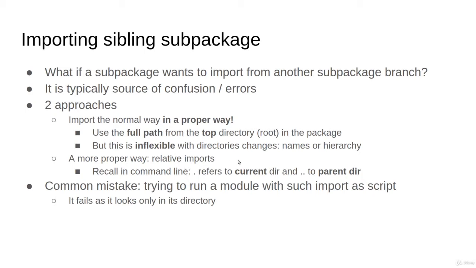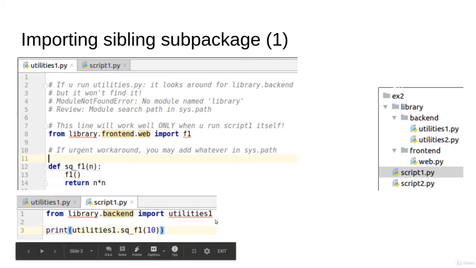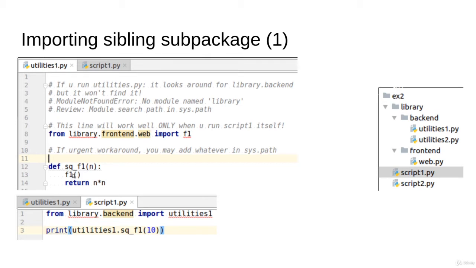It depends on two things. You either use the dot to refer to the current directory or the double dot to refer to the parent directory. Let's see examples to understand more. Here is the first case. Let's say we are in file script 1 and we would like to call utilities. But going into utilities itself, it needs function f1, and f1 is coming from a completely different location. Utilities is here, and you need to go to the backend, to the front end, to the web to get f1. So this is in a sibling directory for you.